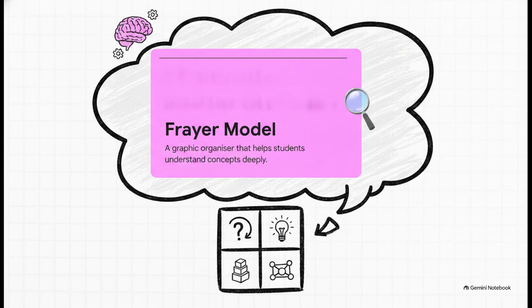To bridge that massive gap, we turn to a brilliant tool called the Frayer Model. Now, this isn't just some vague educational philosophy. It's a highly practical graphic organizer explicitly designed to help learners wrap their heads around a concept deeply. Think of it as a structural solution. It literally stops us from asking that flat, one-dimensional question, what is it? And instead forces us to really dissect and interrogate a concept from multiple angles.